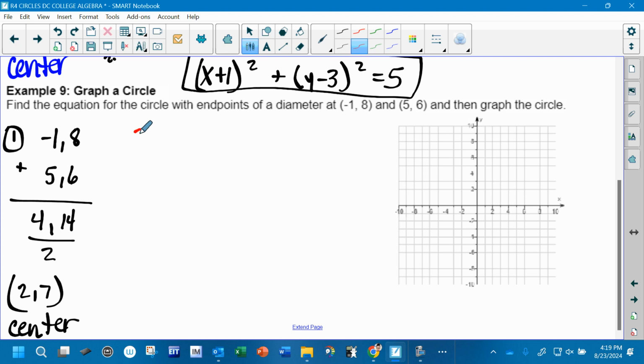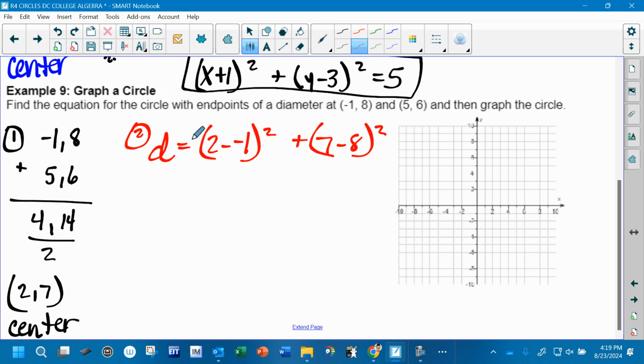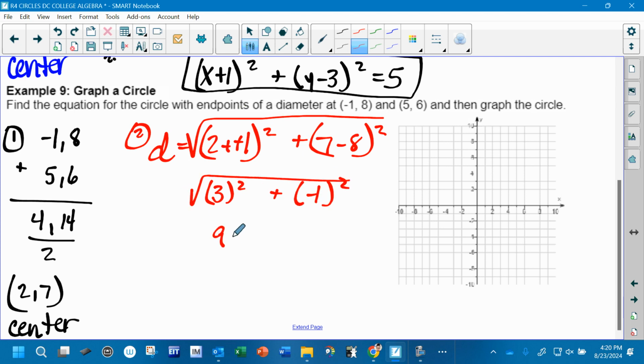Step 2, use the distance formula to find that radius. So 2 minus -1 squared, 7 minus 8 squared. So 2 negatives make a positive. So 3 squared plus -1 squared is 9 plus 1, which is 10. So my radius is the square root of 10. So the square root of 10 is about 3.2. So when I plot this, I'm going to graph a radius a little more than 3.